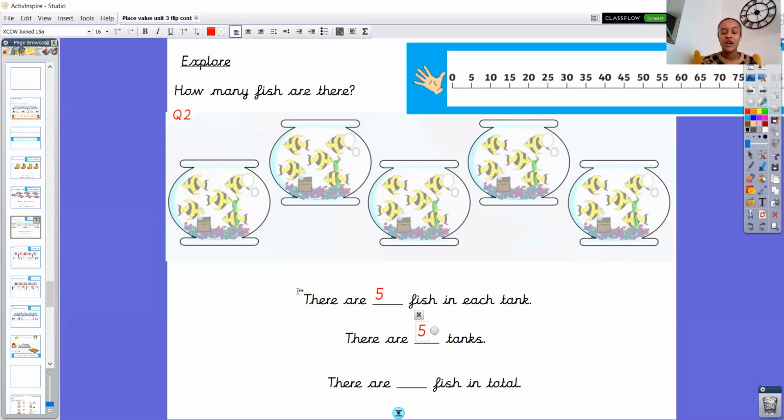So how many fish in total? We're going to count in our 5s to find out. Are you ready? 5, 10, 15, 20, 25. There are 25 fish in total.